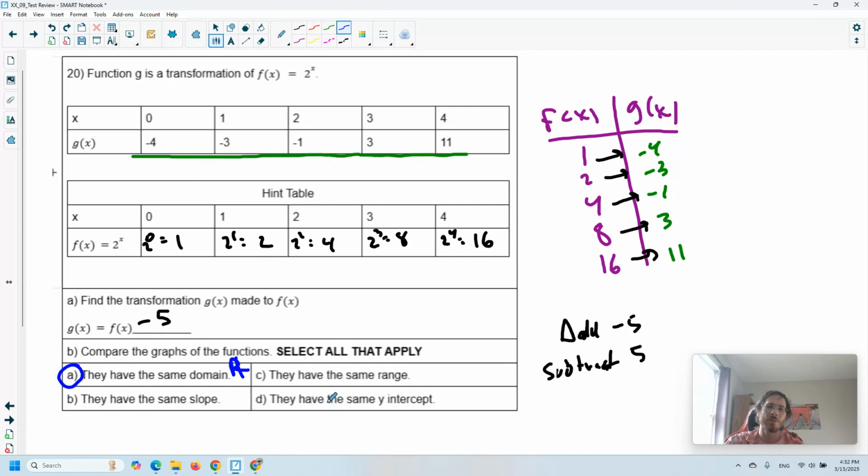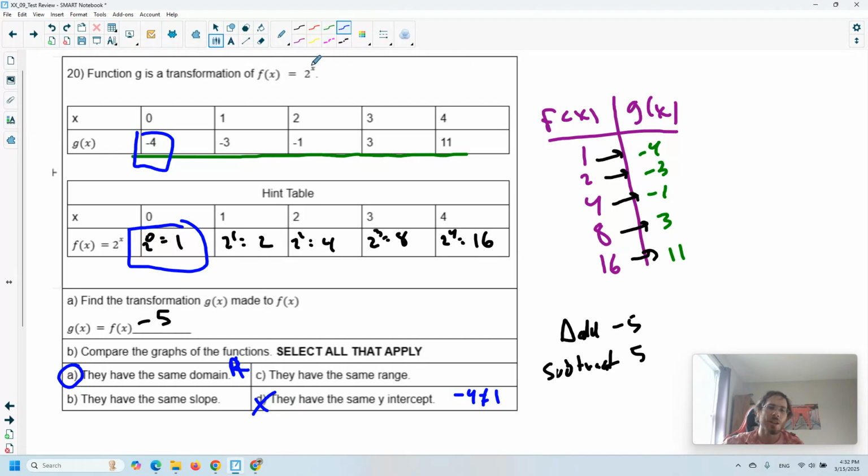Same y-intercept? I don't think it's that one. Well, I know it's not that one, because here I've got -4 and 1. -4 is not 1, so I can get rid of that. So I'm just going to have to pick between B and C now. So I am going to make the graph.